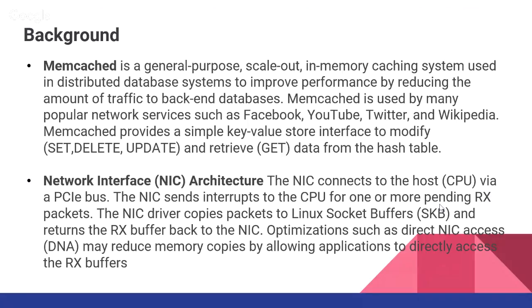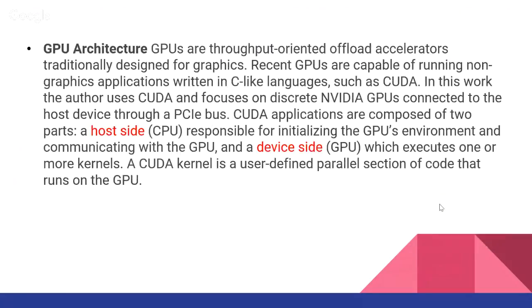The NIC then will send an interrupt to the CPU for one or more pending RX packets. The NIC driver will then copy the packets to Linux socket buffers and return the RX buffer back to the NIC. Optimizations such as direct NIC access may reduce memory copies by allowing applications to directly access the RX buffers.